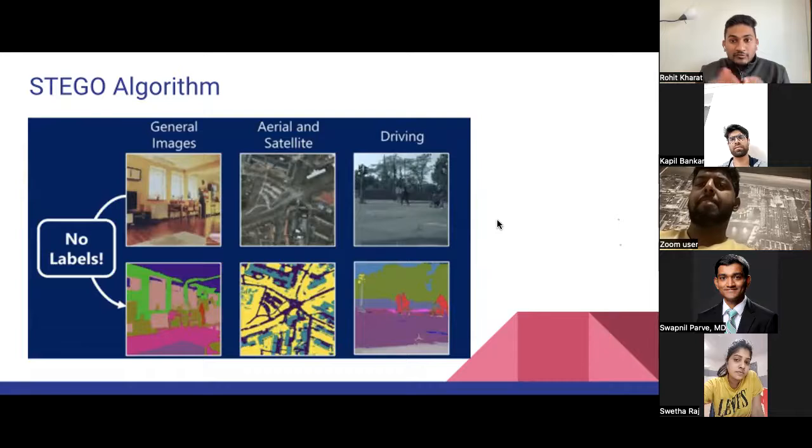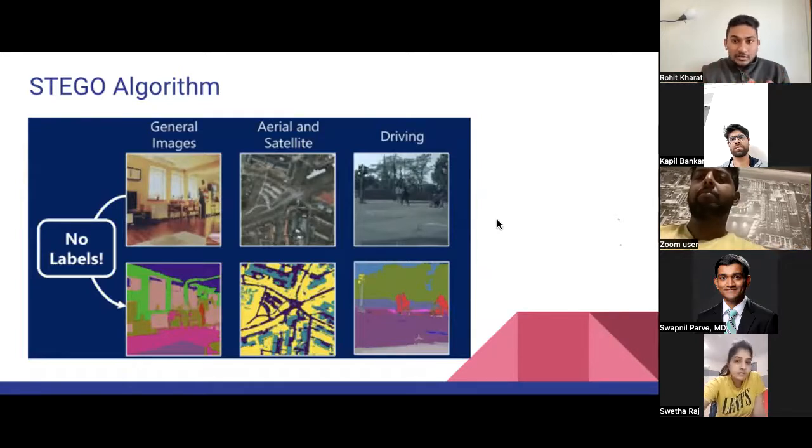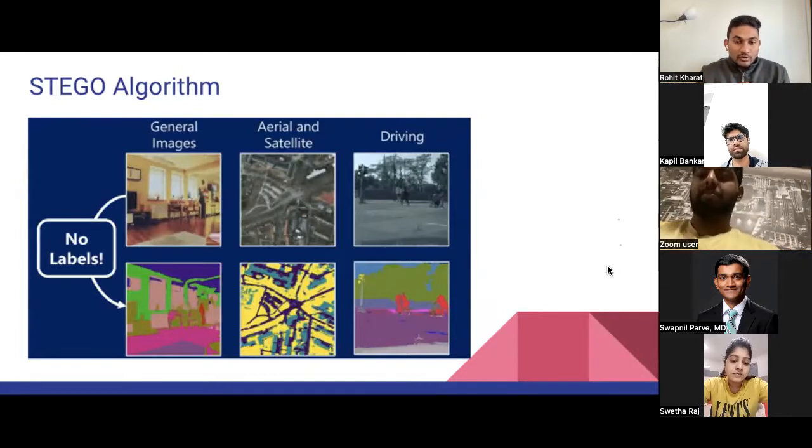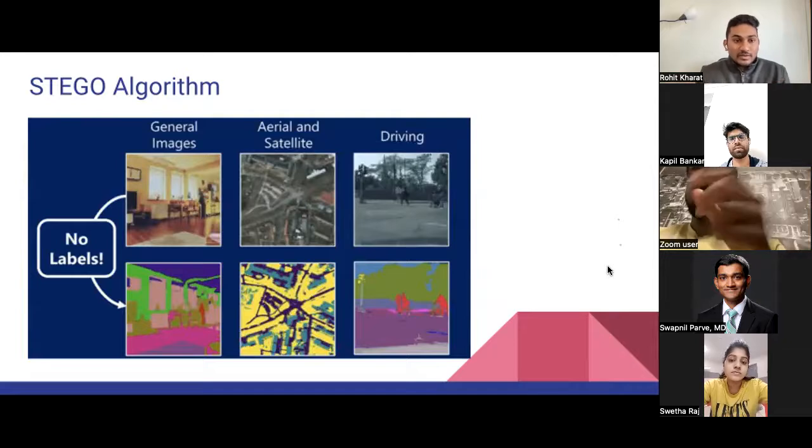The algorithm was very well able to segment each single square foot in the image, and it was able to segment roads, vegetation, as well as buildings. So in the image, we can see that even if the algorithm was given aerial or satellite images, it was well able to segment vegetation as well as roads in the image.